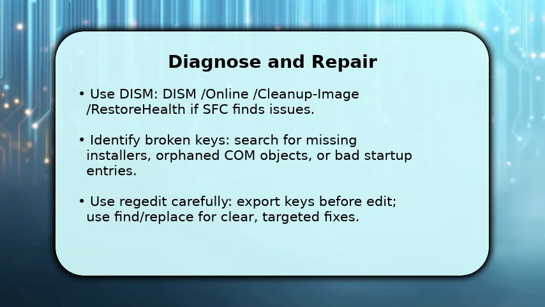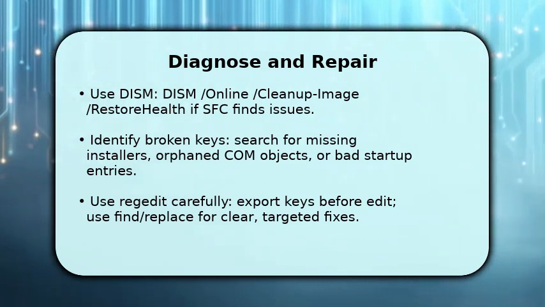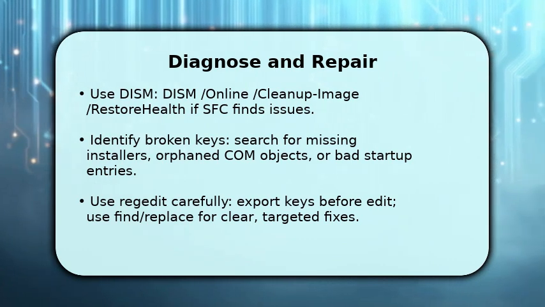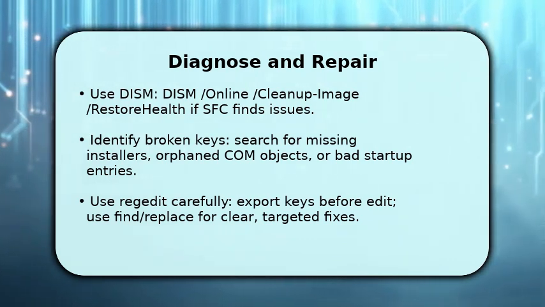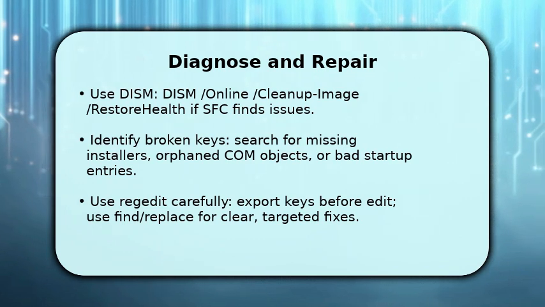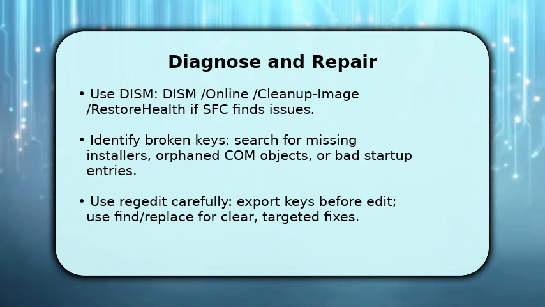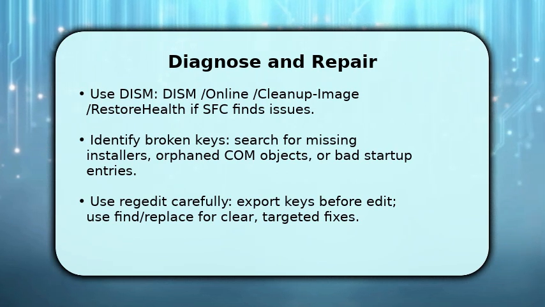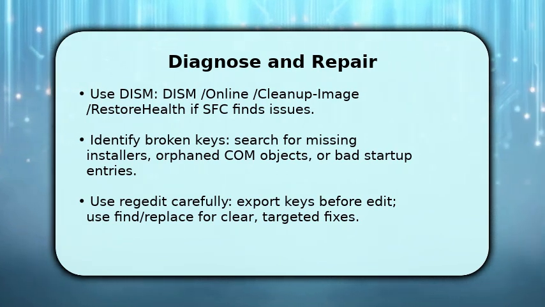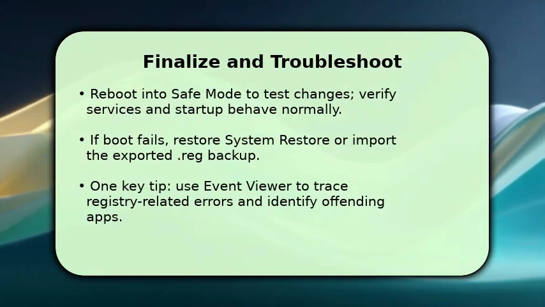You then diagnose specific registry failures by searching for missing installer entries, orphaned COM objects, or corrupt startup keys. Make targeted edits in Regedit only after exporting the specific key. You should use the find feature and correct values precisely rather than sweeping deletes. If you used a third-party cleaner, finish by rebooting into normal mode and then safe mode to confirm the system is stable. Check services, startup, and drivers for lingering issues.